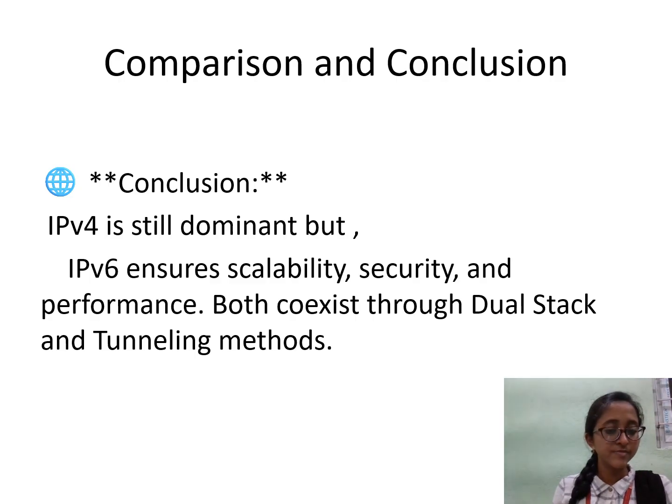To conclude, IPv4 brought the internet to life, but it cannot keep up with today's demand. IPv6 solves scalability, security, and performance issues. Both versions coexist today through dual stack, tunneling, and translation techniques. IPv6 is the backbone for the future internet. IPv4 is still dominant, but IPv6 ensures security and performance.